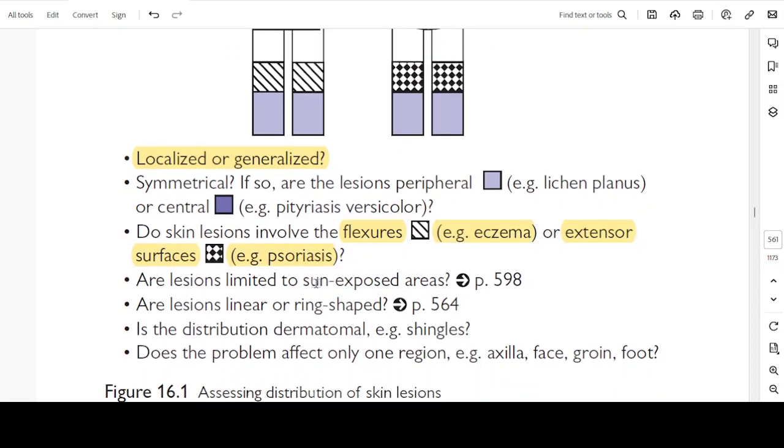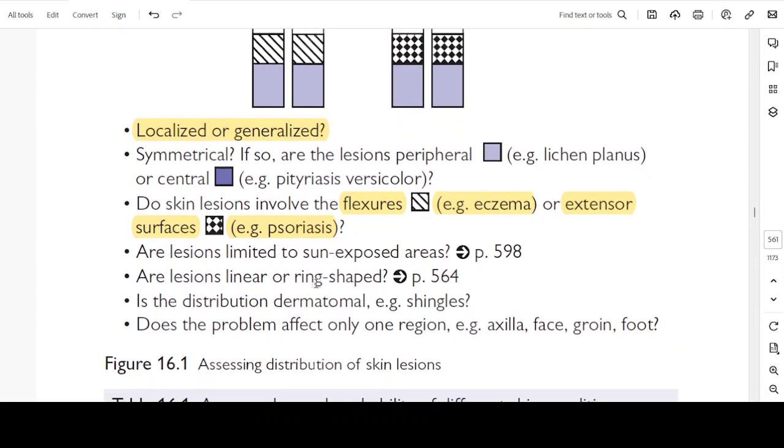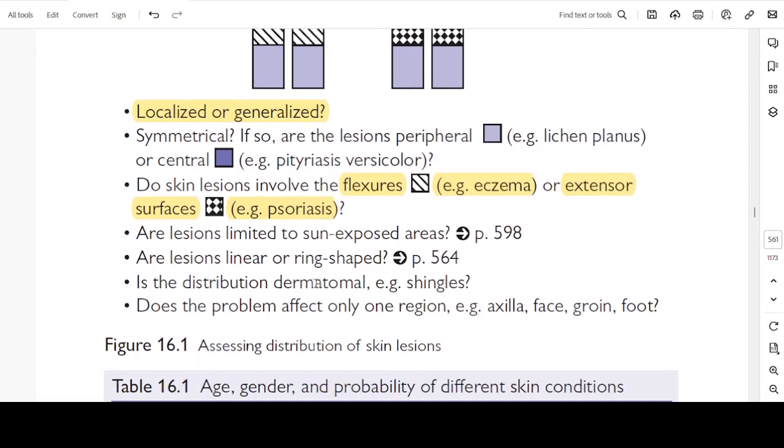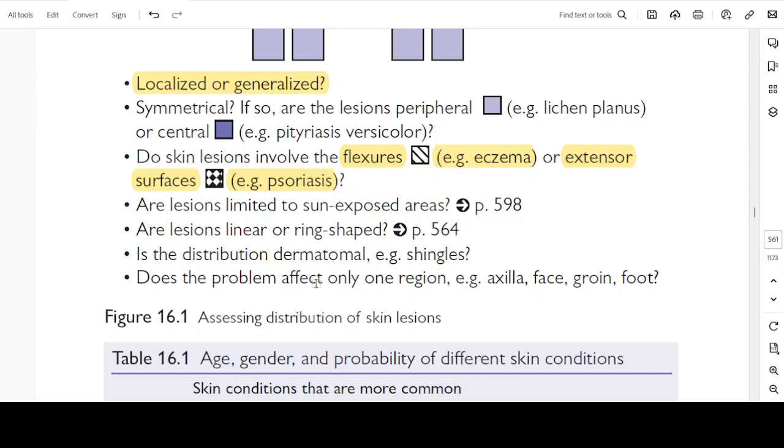Are the lesions limited to sun exposed areas? We have to see. Are the lesions linear or ring shaped? Page 564, we will see there. Is the distribution dermatomal, example in shingles? Does the problem affect only one region, example the axilla, the face, the groin or the foot? So, is it limited lesion? Axilla, face, groin or foot? Assessing the distribution of skin lesions.